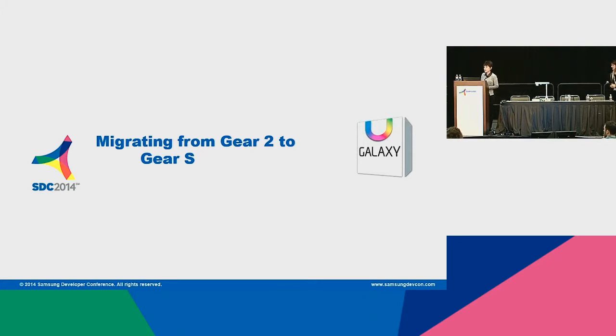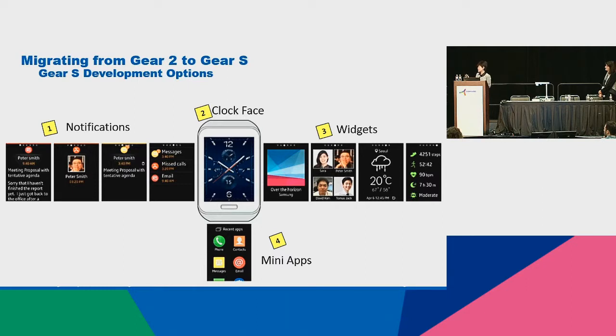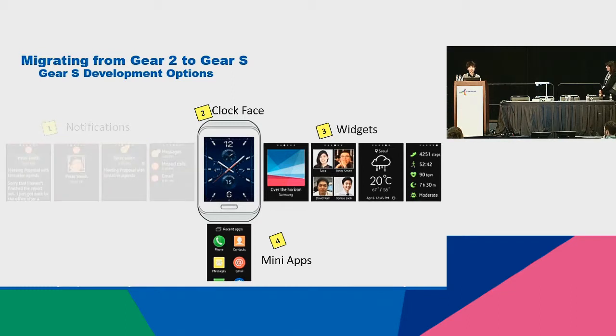Okay, so let's start with Gear 2 to Gear S migration. In many aspects, Gear 2 and Gear S are created equal. They use the same operating system, same SDK, same development tools. You probably have seen this before. For Gear S, there are 4 different development options: notification, clock face, widgets, and mini app. We already covered notification in the first part of today's session. If you want to decide for the other 3 options, there are things you need to consider because of the form factor difference between Gear 2 and Gear S.